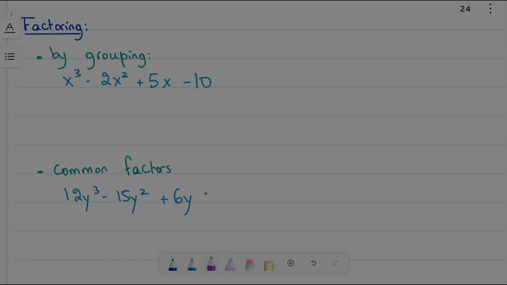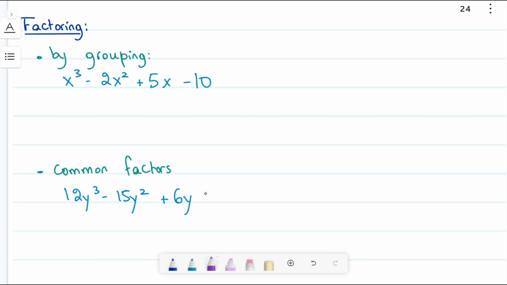So now we will learn about factoring. There are several techniques when it comes to factoring, and we will start with factoring by grouping. We will start explaining these concepts through examples.